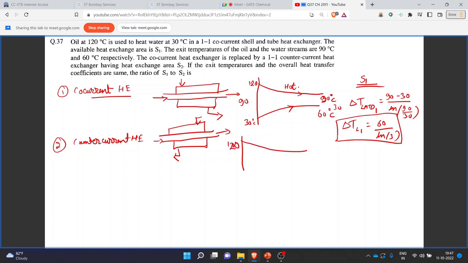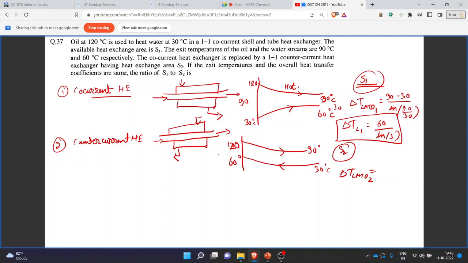So this is 120 and the exit temperature will be 90, and for the cold fluid it will enter in the opposite direction. The inlet temperature is 30 degrees Celsius and the exit temperature is 60 degrees Celsius. And the heat exchange area is S2 for this case. In the earlier case it was S1. Now we will calculate the log mean temperature difference for this case, that is delta T L2.